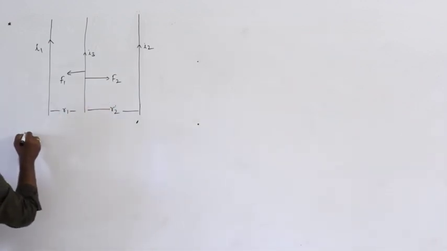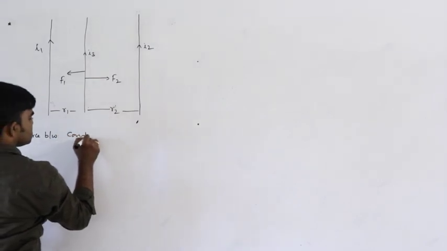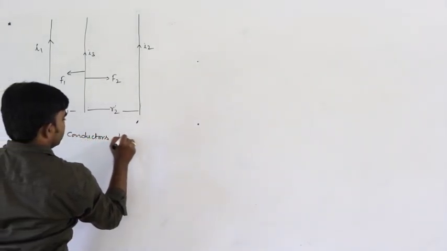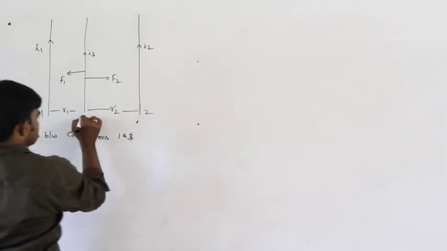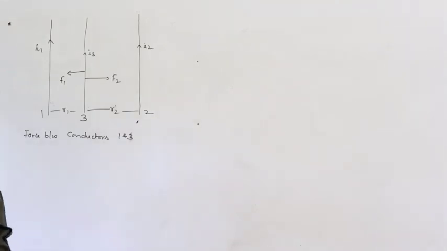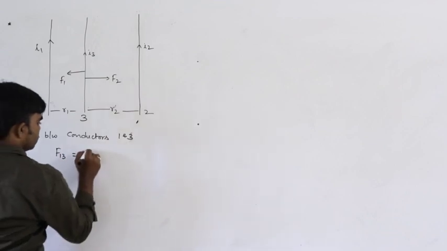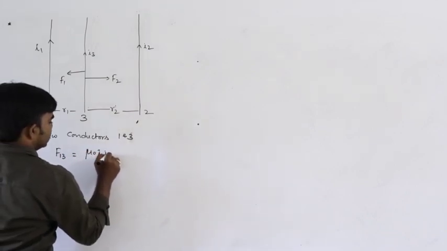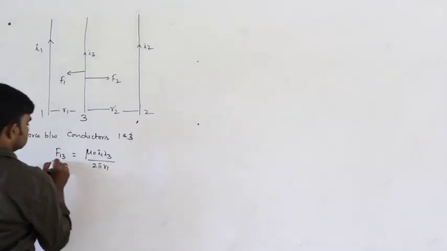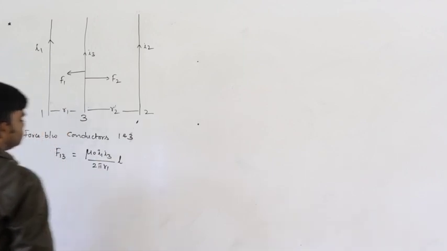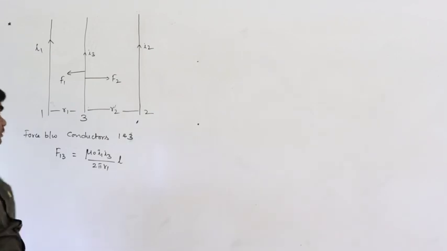Now first calculate the force between conductors 1 and 3. Let us say this is 1, this is 2, and this is 3. Force between conductors 1 and 3: F13 is equal to mu naught I1 I3 by 2 pi R1, into L.